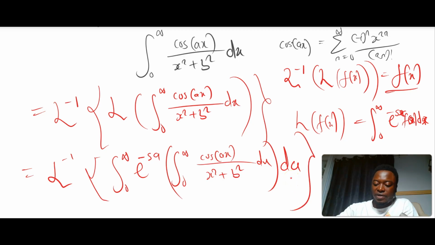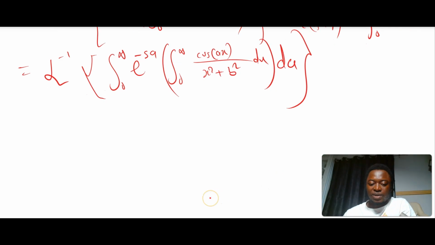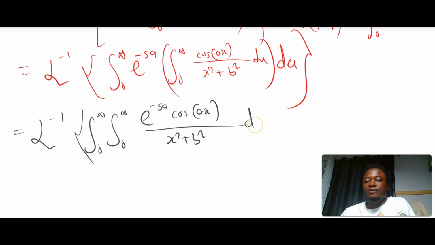And now we have a double integral, and that is a good thing to worry about. Although it may look complicated, this is actually a way forward. It's more like we have to sometimes complicate matters in order to simplify matters. So from here henceforth, this is the inverse Laplace transform of the integral from 0 to infinity of the integral from 0 to infinity of e to the negative sa cosine of ax all divided by x squared plus b squared, then you have dx, and then you have dA.